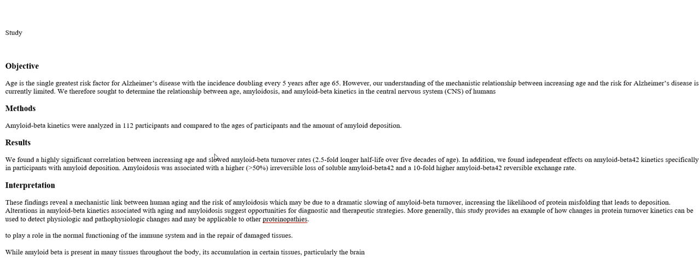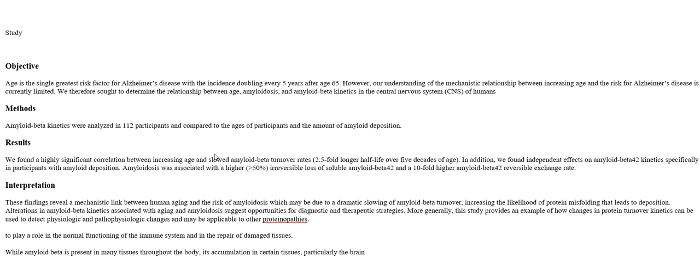Study objective: age is the single greatest risk factor for Alzheimer's disease, with incidence doubling every 5 years after 65. However, our understanding of the mechanistic relationship between increasing age and the risk of Alzheimer's disease is currently limited. We therefore sought to determine the relationship between age, amyloidosis, and amyloid beta kinetics in the central nervous system in humans. Amyloid beta kinetics were analyzed in 112 participants and compared to the age of participants and the amount of amyloid deposition.